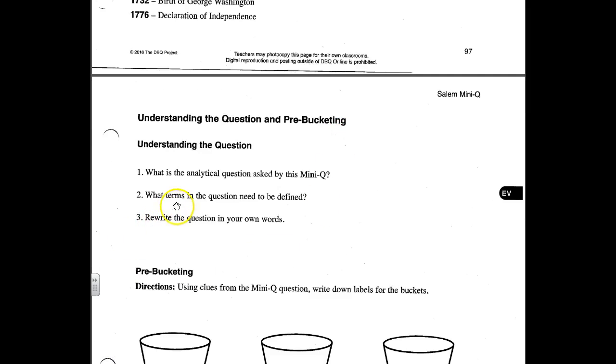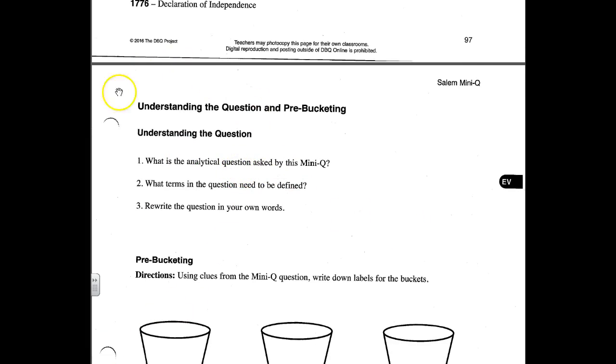So what term in the Mini-Q question needs to be defined? You probably want to put hysteria here and then check your Quizlet.com vocab list and your vocab terms and define the term hysteria under question number 2 here, and use a complete sentence if you would.